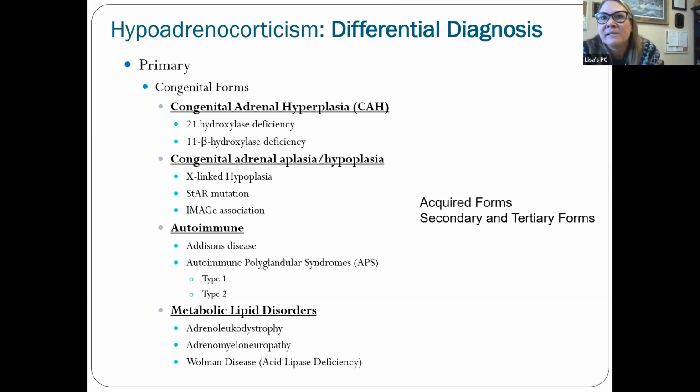And I'm not going to go into detail other than on one of these, your metabolic lipid disorders: adrenoleukodystrophy, adrenomyeloneuropathy, and then Wolman's disease, which is acid lipase deficiency. So just kind of a broad differential of what you might think about with adrenal hypofunction from a congenital perspective.